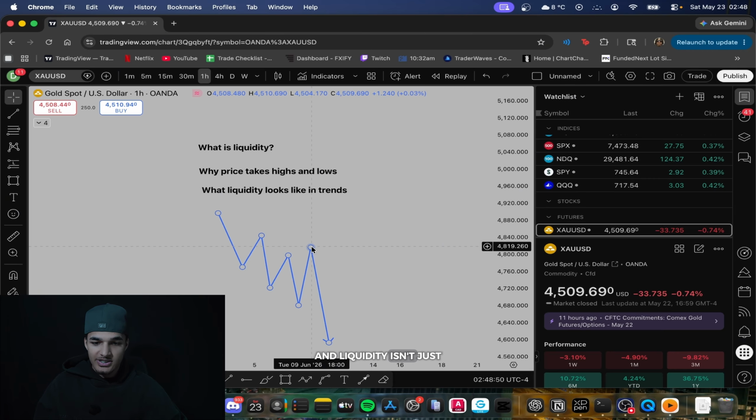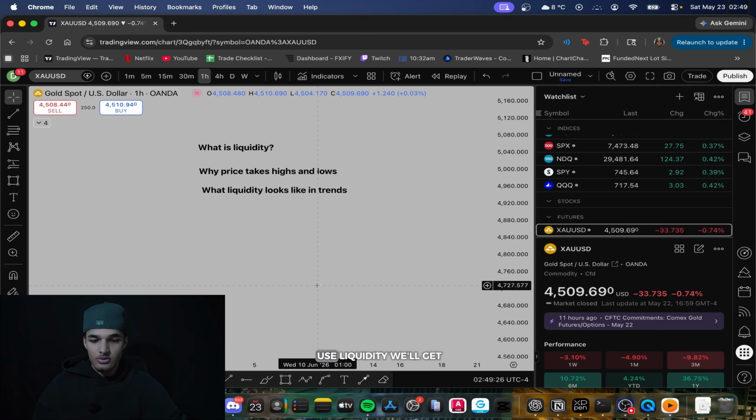And liquidity isn't just when it's breaking these obvious highs and lows. Liquidity is gained through every move in the market. So if price is making this low here and it makes this high, it is taking liquidity by making this high. It is taking liquidity to make another move down. And it's doing it again. It's going up, taking liquidity, making a move down. Going up, taking liquidity, making a move down.